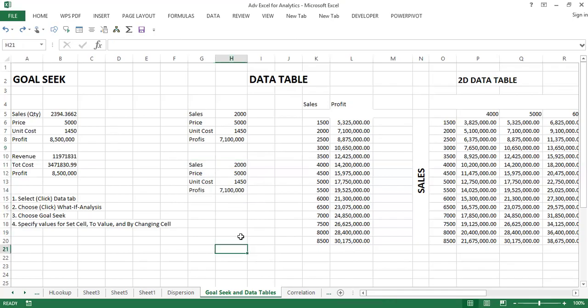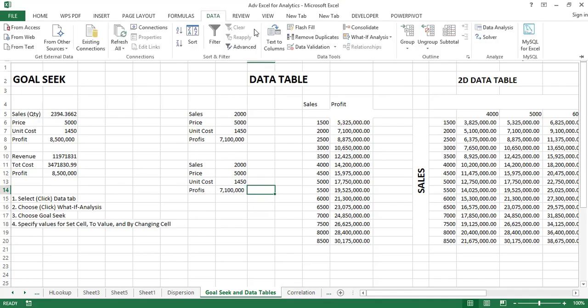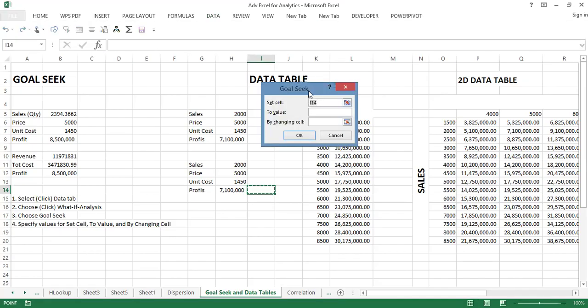Okay, so I want to take it again. Our objective, like I said, is to set the profit to 10 million by changing sales. Your cell pointer can be anywhere when you begin the process. But the procedure is to go to the data tab, click on data, go to what-if analysis, click on Goal Seek, and then a dialog box.